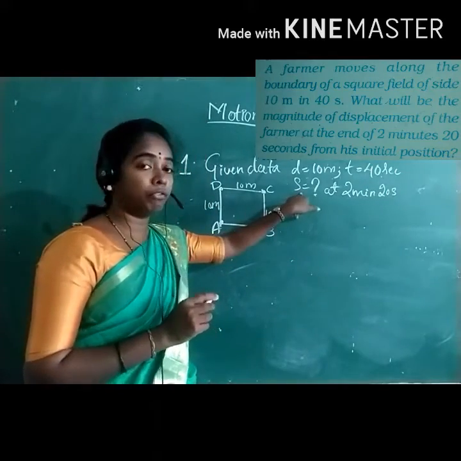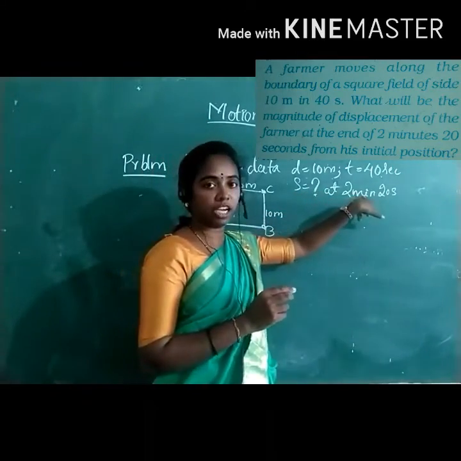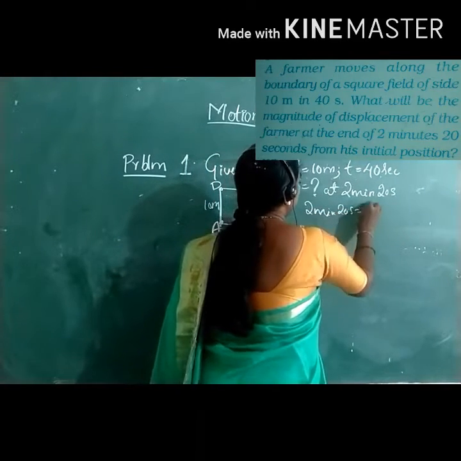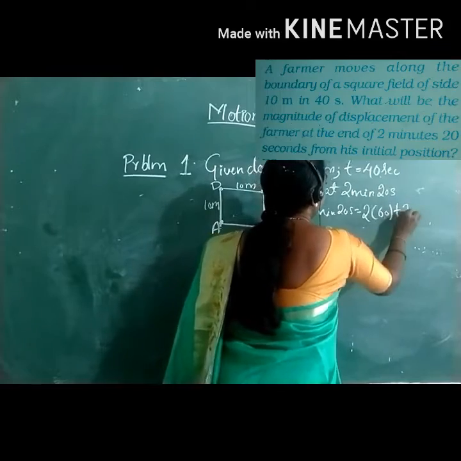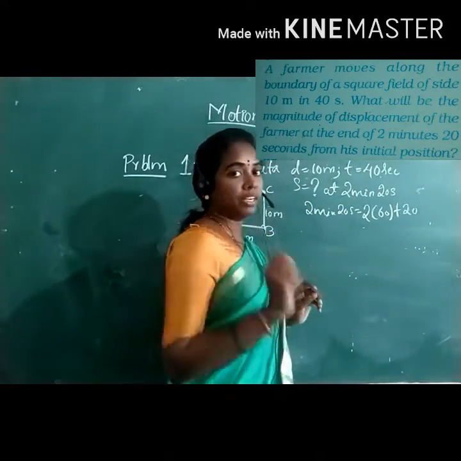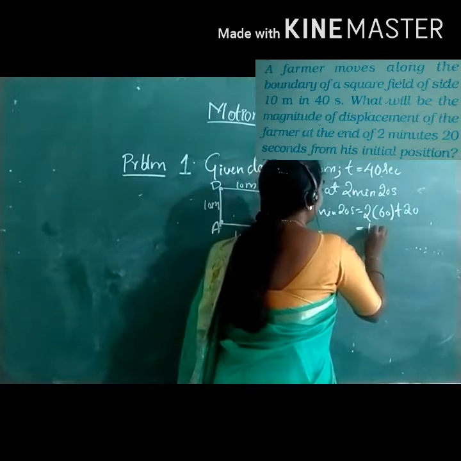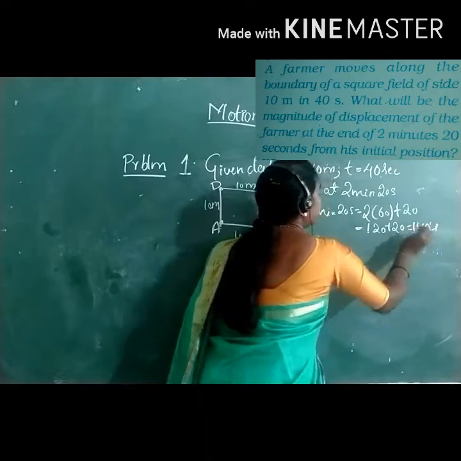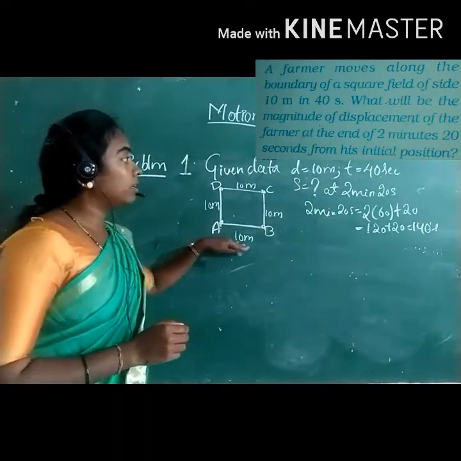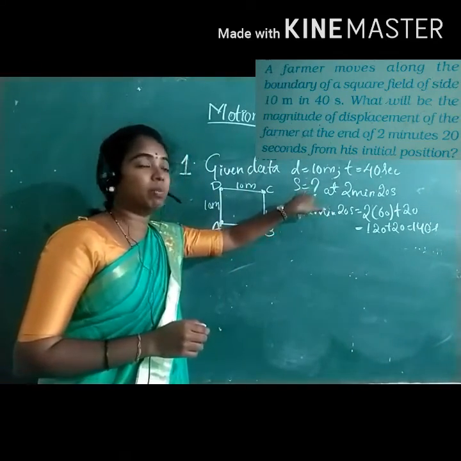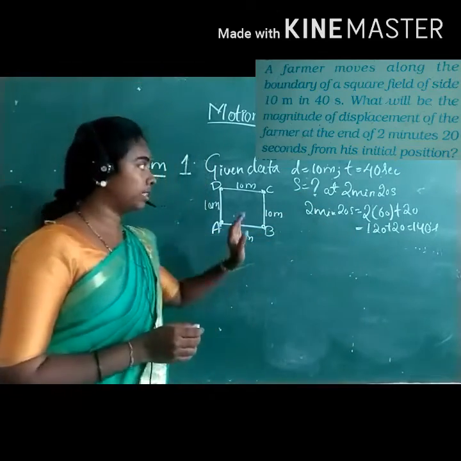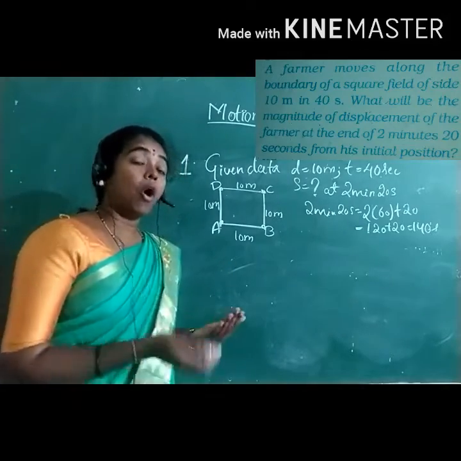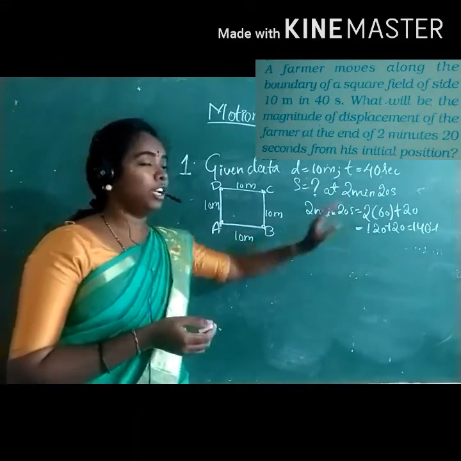Why? They asked to find the displacement at the end of this time. So 2 minutes 20 seconds is equal to 2 into 60 plus 20. Why 60? Because 1 minute is equal to 60 seconds. So I will get 120 plus 20, and that is 140 seconds. Now we have to consider the displacement at the end of 140 seconds. They said in 40 seconds one round. Now we will calculate how many rounds will be traveled by him in 140 seconds.